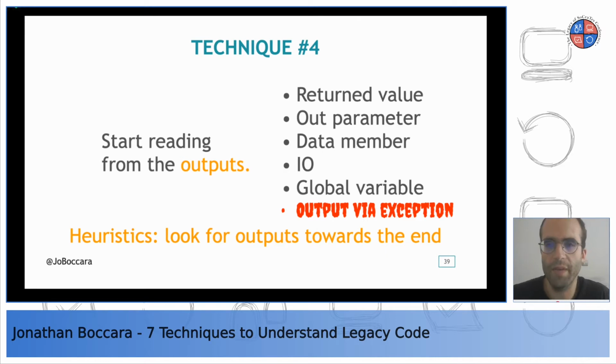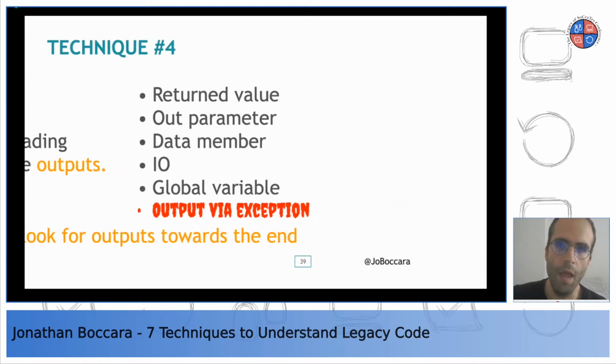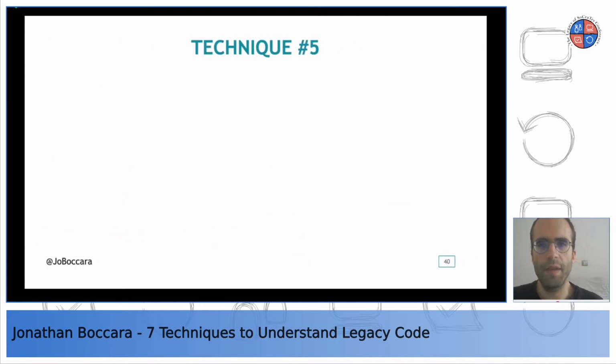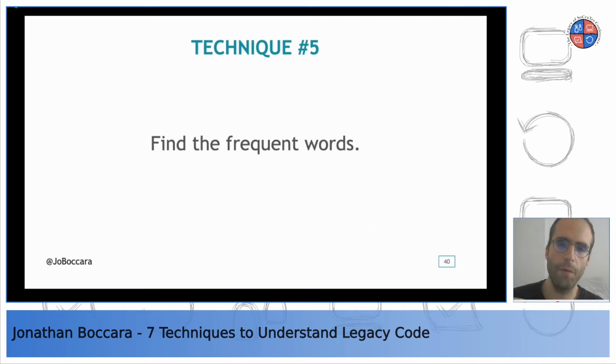Now, can you find 100% of the outputs 100% of the time? Probably not, but you can find most of the outputs most of the time, and I think this is what we want to look for first in the function. Another place where the information is, is in words, in terms that occur frequently.